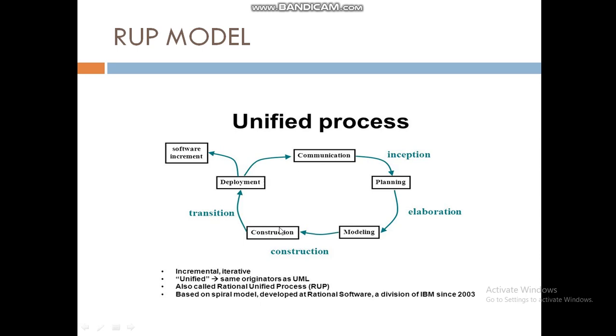All these phases are divided into 4 phases. How to divide? Every 2 phases are combinedly called a single phase. Communication and planning are combinedly called inception. Planning and modeling are combinedly called elaboration. Modeling and construction are combinedly called construction. Construction and deployment are combinedly called transition. So in the RUP model, all the software development life cycle phases are divided into 4 phases.